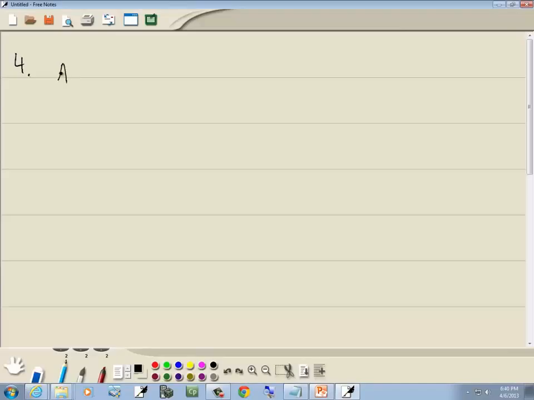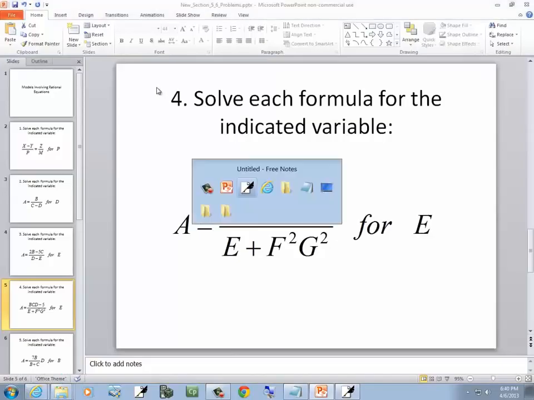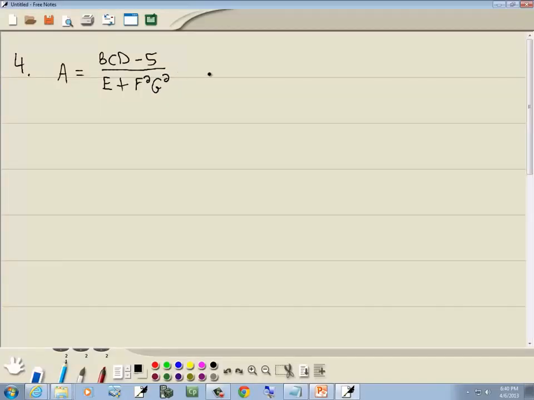Got a is equal to bcd over e plus f squared g squared, minus 5. These are meaningless formulas, by the way. I just made up ones. The same techniques though you see in solving these will be ones you'll use on actual formulas. Ones you might see in chemistry or physics. And we're solving this for e.